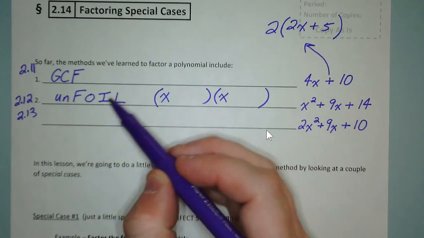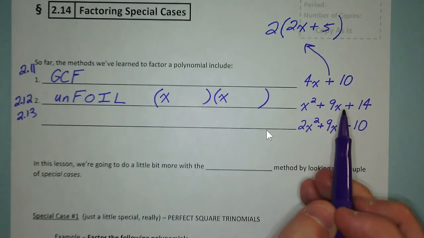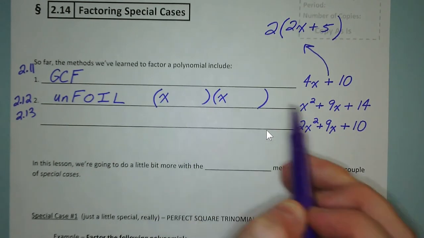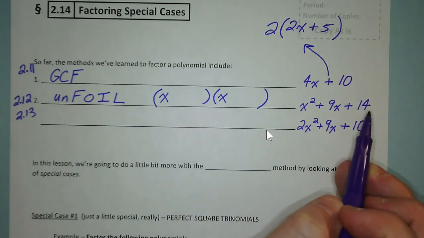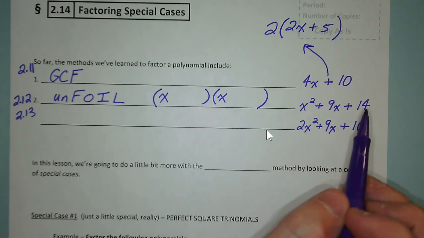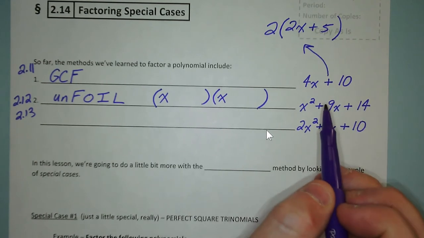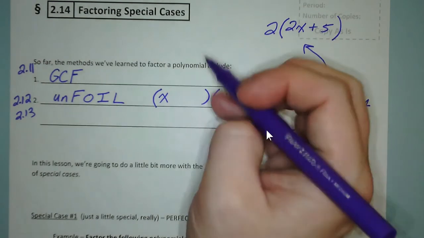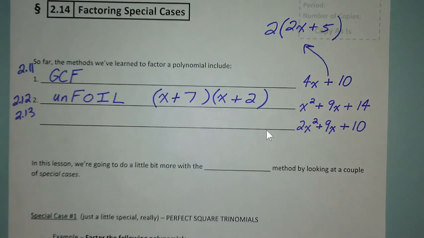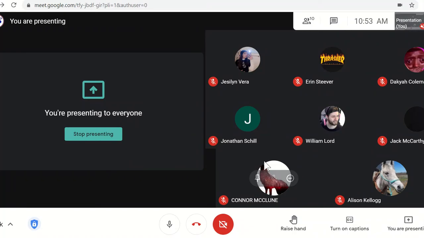But this basic unfoil is just when the bubbles are just going to start off with x and x, and I can just think of what two numbers multiply to make positive 14, but they also add up to positive 9. And long story short, that would be plus 7 and plus 2. Okay?